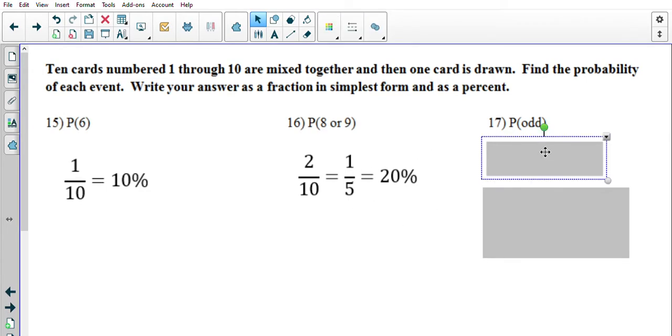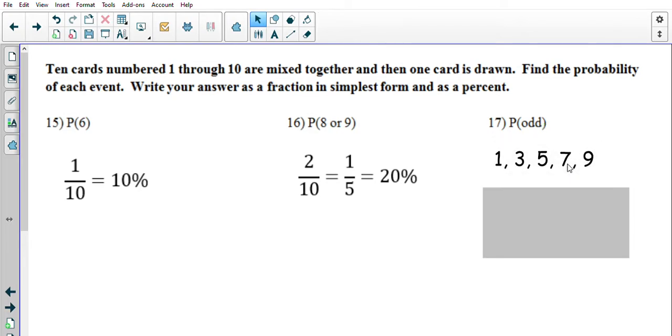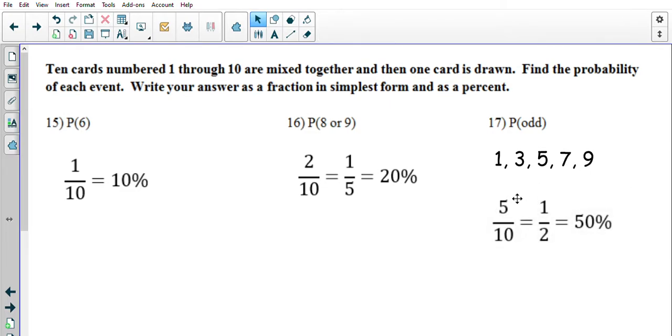Number 17, it says P odd. What's the probability that we select a card that is an odd number? Well, that's going to include numbers like 1, 3, 5, 7, and 9. That's 5 of the cards out of the 10 that we have. 5/10 reduces to 1/2. That is 50%.